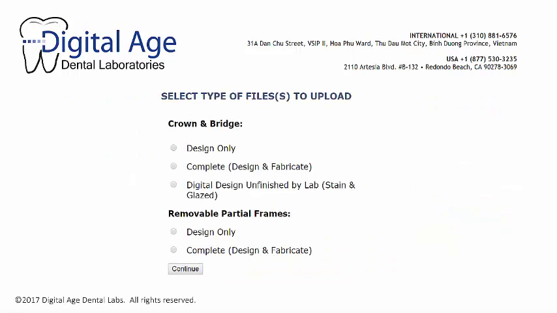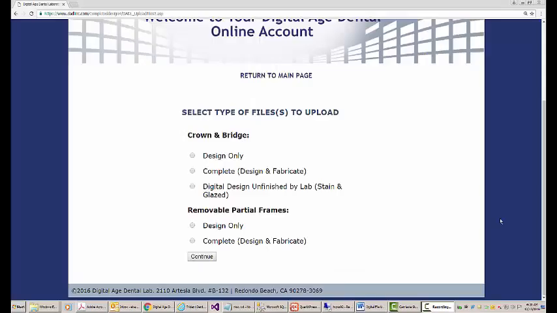This page displays 5 product selections to upload a digital file. 2 selections are for design only, and 3 are for design and fabrication. Each selection follows a similar set of procedures, and a receipt of each upload will be emailed to you, the lab, as shown in this procedure.